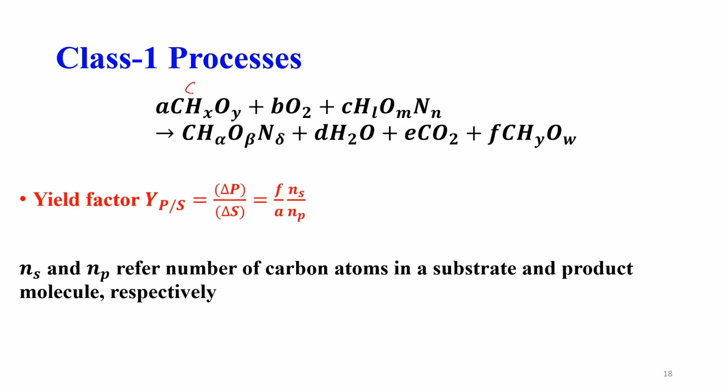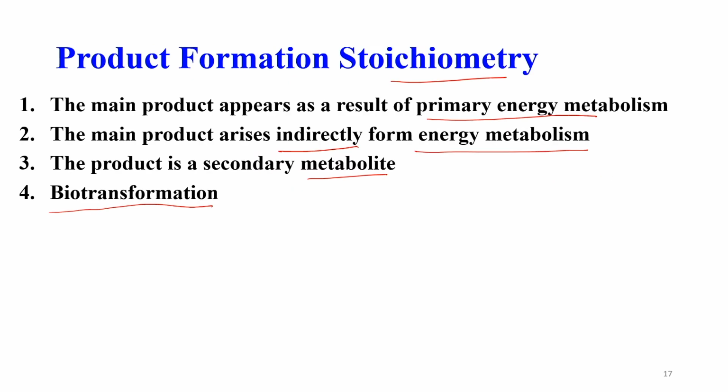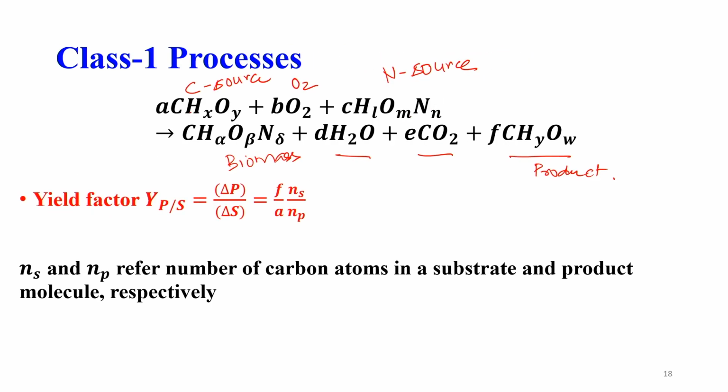This is your carbon source, oxygen, nitrogen source, this is converted to biomass, water, carbon dioxide, and this is your product. So, this product is class 1, the result of primary energy metabolism. So, the product is stoichiometrically related with your substrate here. This example we have already discussed.